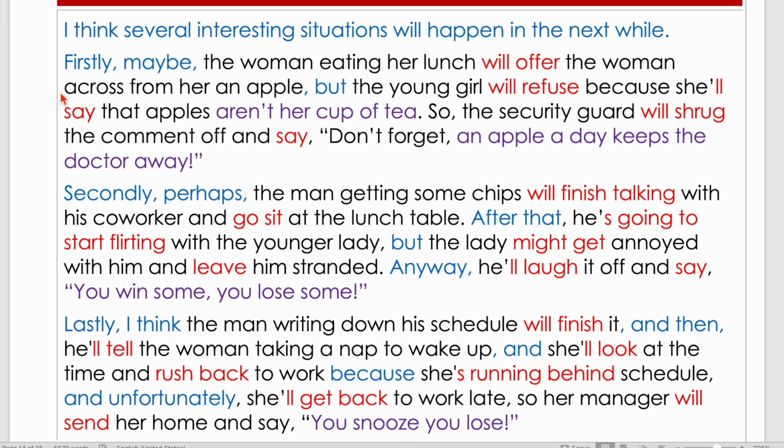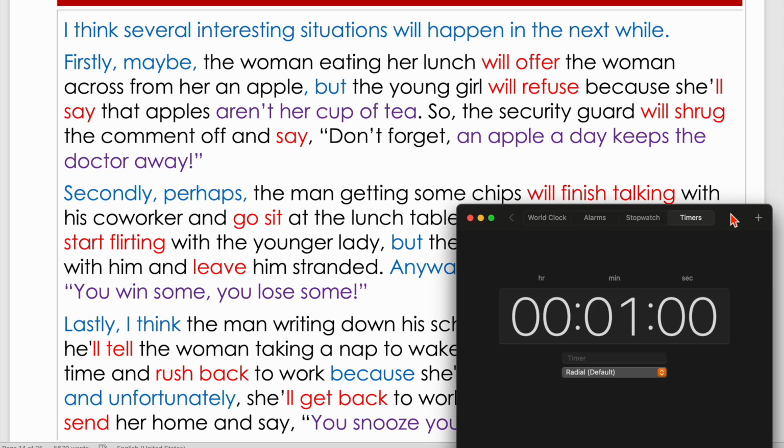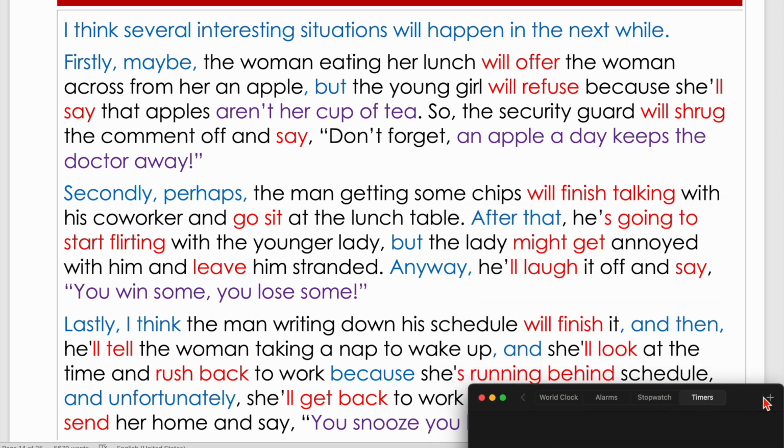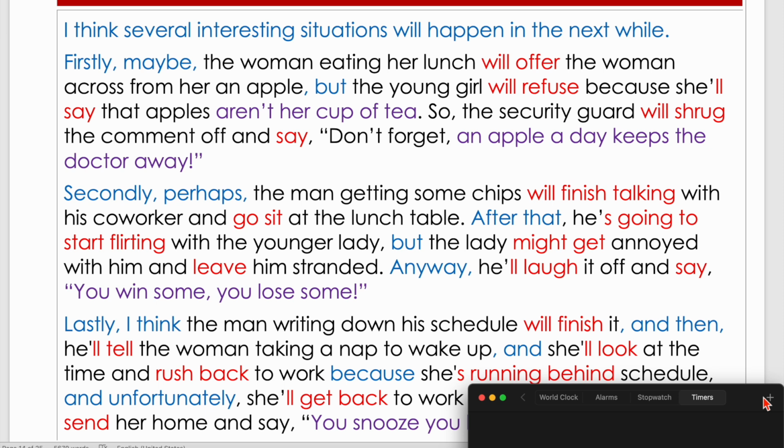Of course, now let's speak this answer in 1 minute. Okay? Let's follow along. Focus on flow and intonation. Very important. Slowly, clearly, continuously. That's what's important for flow and intonation. So while I read this, please focus on that and also focus on the organization, the sequencing, and the language. Okay, everyone, here I go.